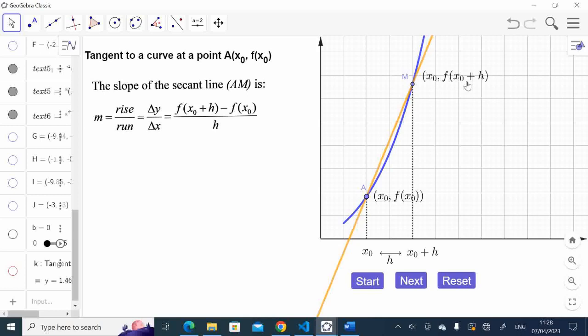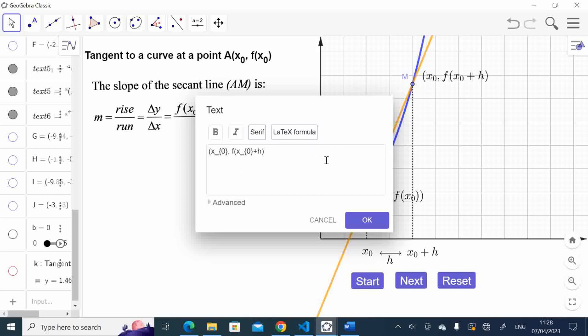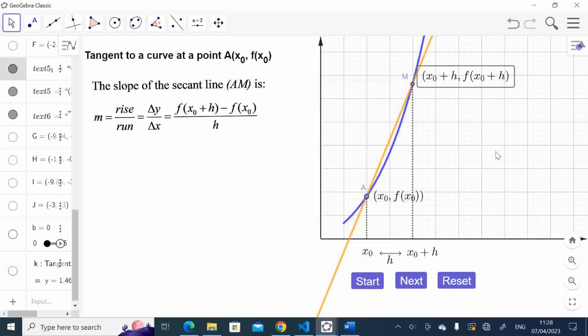So here, let me correct this. This is x0 plus h. So point M has abscissa x0 plus h and ordinate f of x0 plus h. This is the second point on the curve. Now if I join the two points A and M, this will be the secant line.